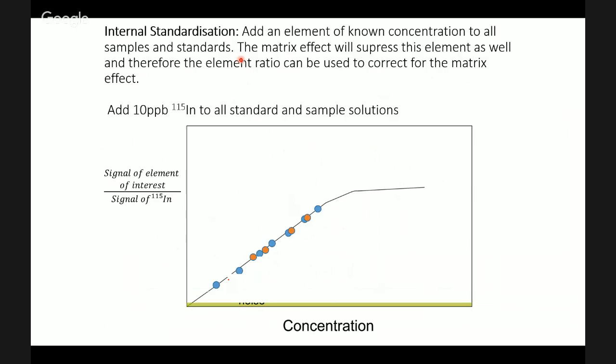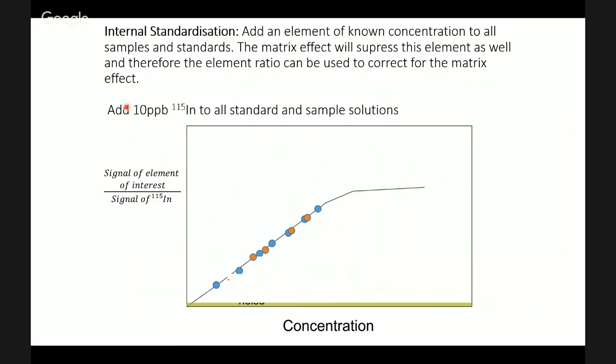This is a really commonly used technique in geochemical analysis. Instead of looking at the intensity of the signal for each element or isotope we're interested in measuring, we put another element into our sample and into our standards. We choose an element that is not geochemically interesting, so we don't actually want to measure it, but it's easy to measure analytically, so it doesn't have any interfering isotopes or other elemental interferences. We'll come on to that later.